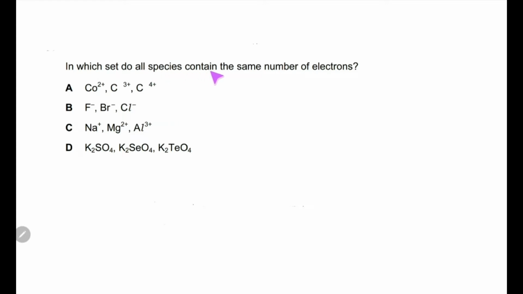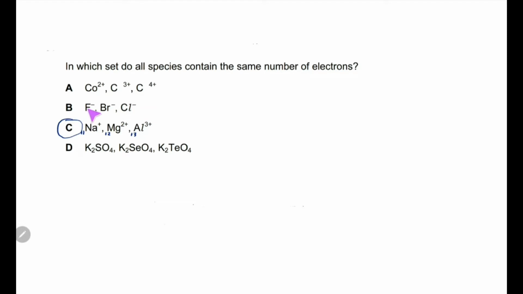In which set do all species contain the same number of electrons? You will be given the atomic numbers of these elements, but to calculate all, you will get a longer lecture. But looking at choice C, sodium, magnesium, aluminium: sodium has atomic number 11. When it loses one electron, it has 10 electrons. Magnesium has atomic number 12. When it loses two electrons, it has 10 electrons. And aluminium has atomic number 13. When it loses three electrons, it will have 10 electrons. So all these species in choice C have the same number of electrons.